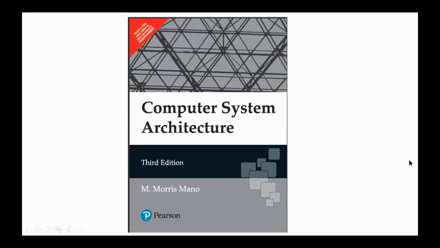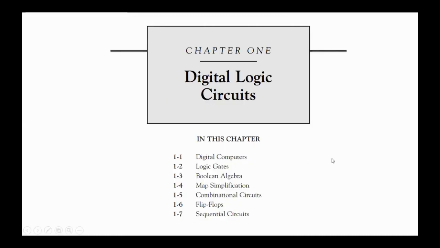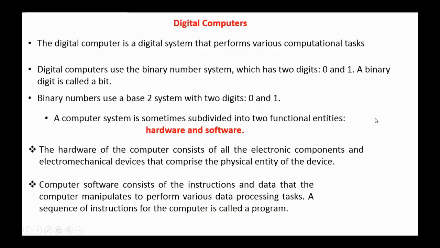The first three chapters in computer system architecture are a comprehensive revision of the material covered in the digital design course. Some instructors skip these three chapters and leave them for self-reading by the students. I will allocate one lecture for revising the material in these chapters. The topics covered in the first chapter are Introduction to Digital Computers, Logic Gates, Boolean Algebra, Map Simplification, Combinational Circuits, Flip-Flops, and Sequential Circuits.